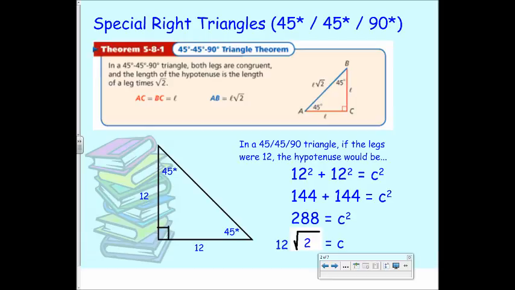So if I go to figure out and use the Pythagorean theorem to figure out what the hypotenuse would be, how would I plug this into the Pythagorean theorem? 12 squared plus 12 squared equals c squared, or x squared, or whatever you call this one. And it's 144 plus 144 equals c squared. 288 then equals c squared. And to finish it up, I take the square root of 288.